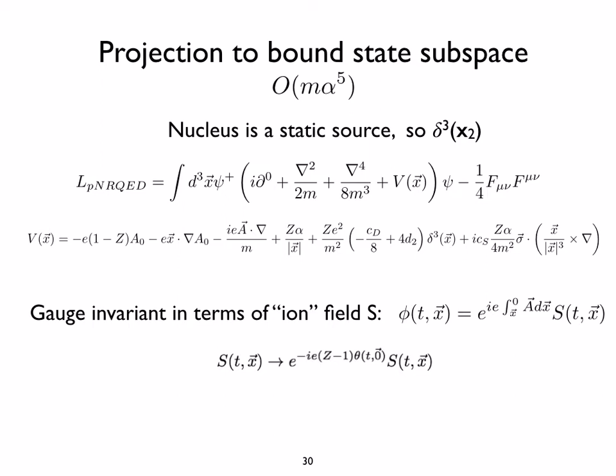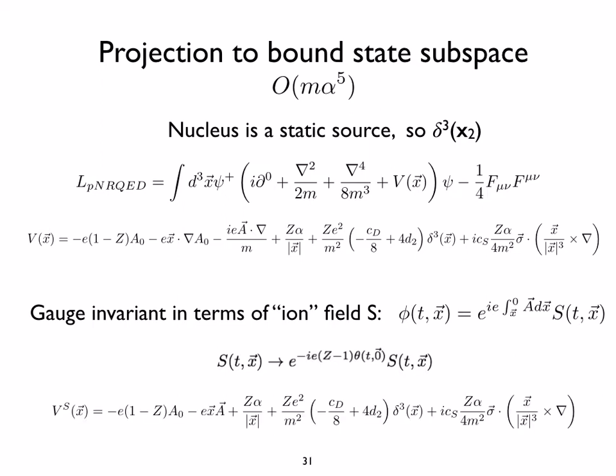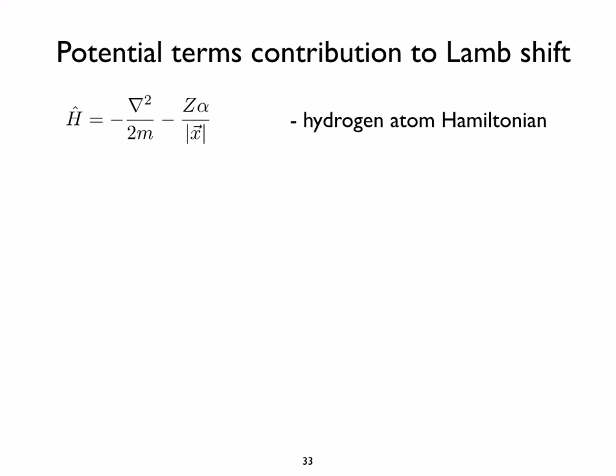Okay, so the Lagrangian for this ion field will have the same kinetic term, but the potential term will be different, and we can see gauge invariance from this term. So we have written the Lagrangian for potential non-relativistic quantum electrodynamics, and the easiest thing to do is to evaluate the contribution of potential terms to the Lamb shift. First of all, we find the states of the bound system by solving the Schrödinger equation for the hydrogen atom, and we have found the Schrödinger wave functions.